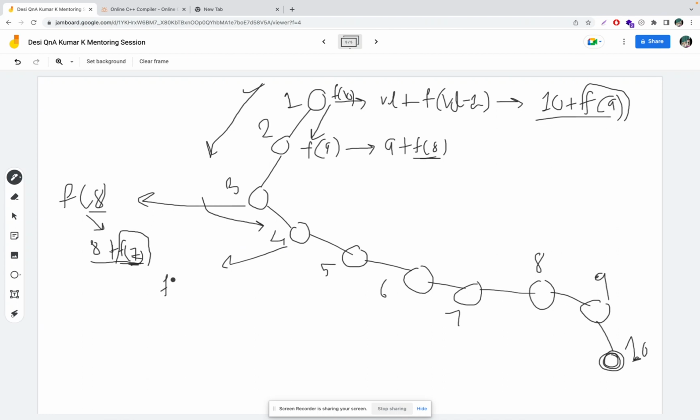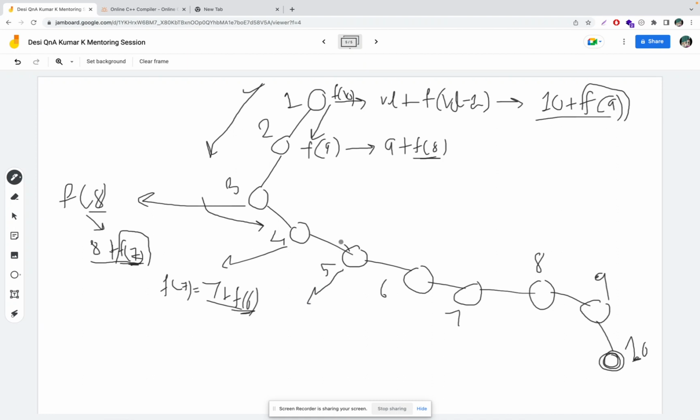F of 7. So f of 7 will be what? Nothing much complex. It will be 7 plus f of 6. Now you guys must be familiar what is going to happen next. Similarly, f of 6 we don't know, so it will come here and try to ask what is the value of f of 6.